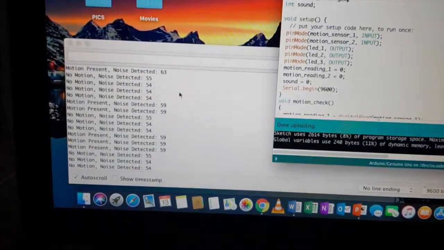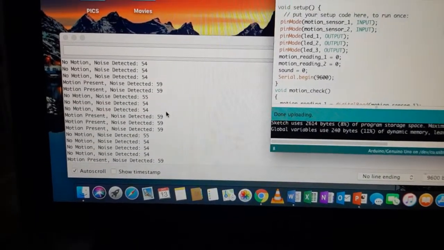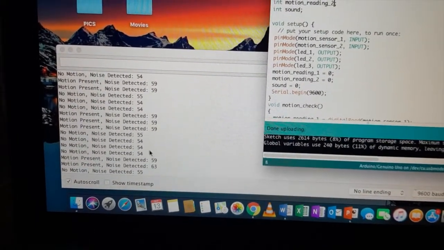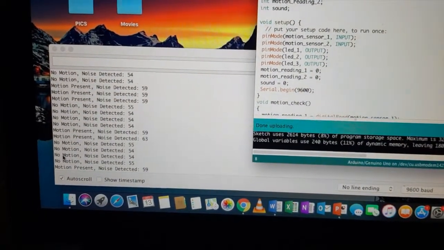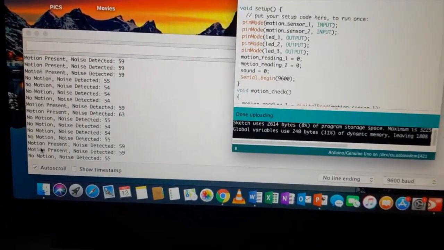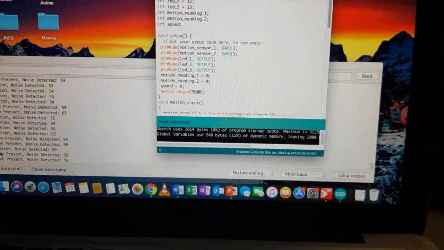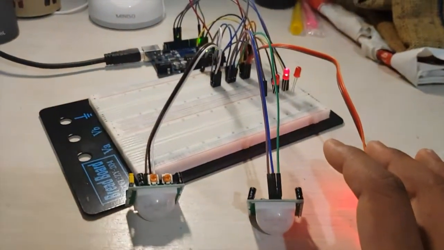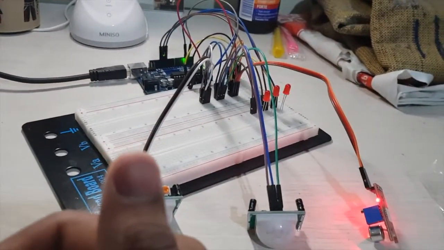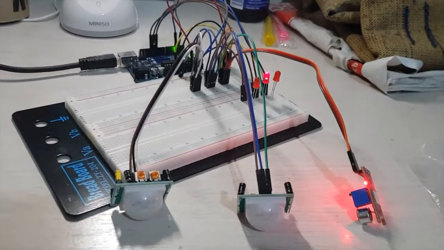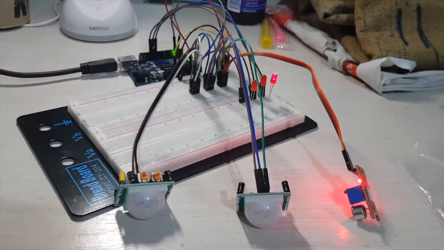Now I can show you my serial monitor here. My sound values are about 54, 55, and there's no motion present right now. Sometimes it's detecting motion since I'm sitting very close to it. So this will work if someone leaves the house and turns the system on. That would mean there's no one inside the house, right?